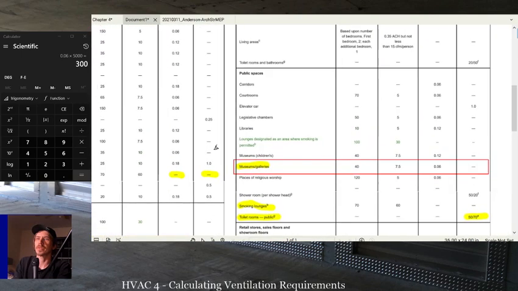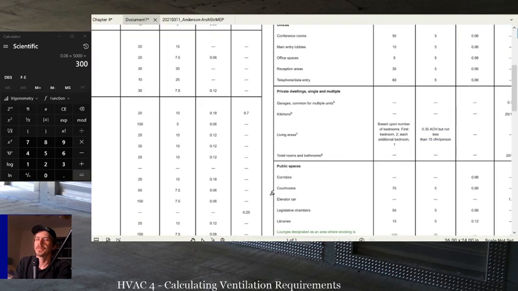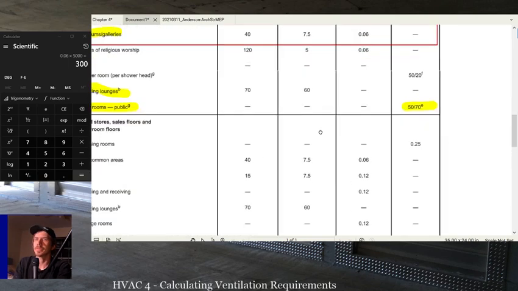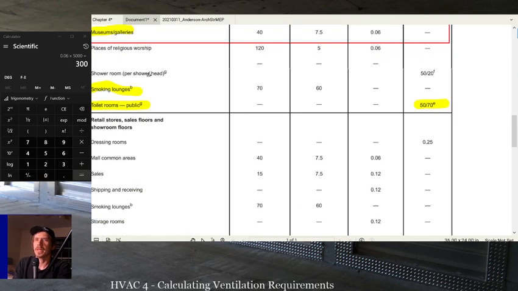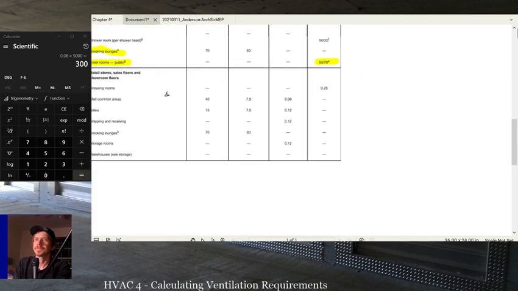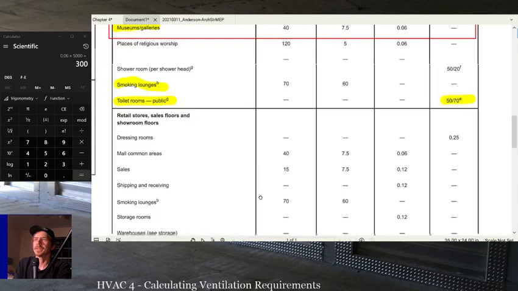And I'm sure if we look around, there's a couple more instances of it, isn't there? Oh no, there's only one instance in the table. I lied. I could have sworn public toilet rooms had more spots. So public toilet rooms is right here under public spaces, right? Let me center this up for you, make this easier to read. So public toilet rooms, it says 50/70 and our note is E, right?